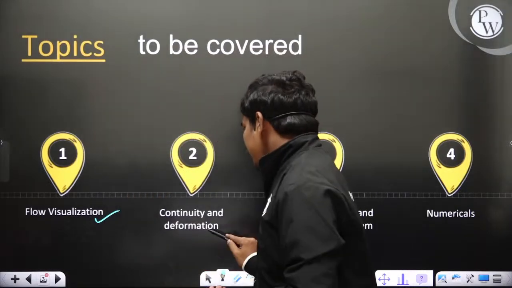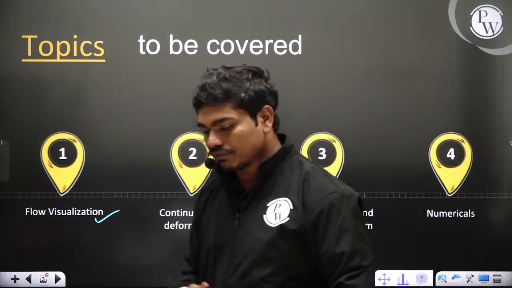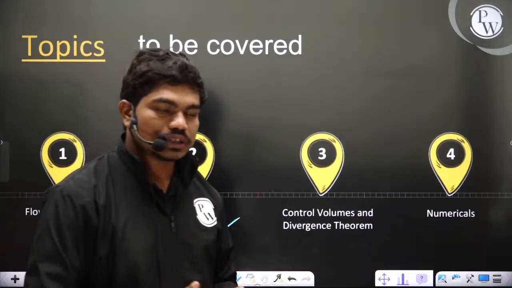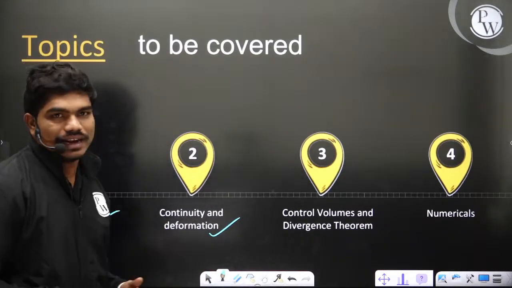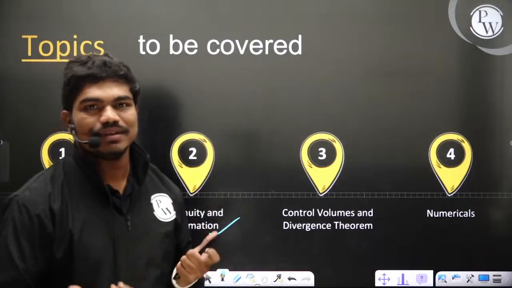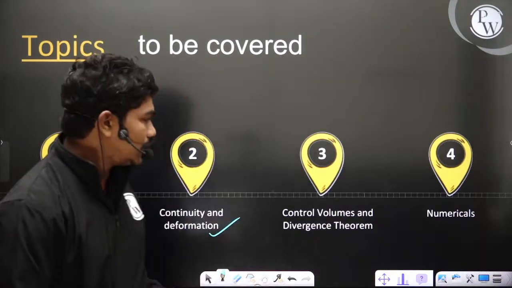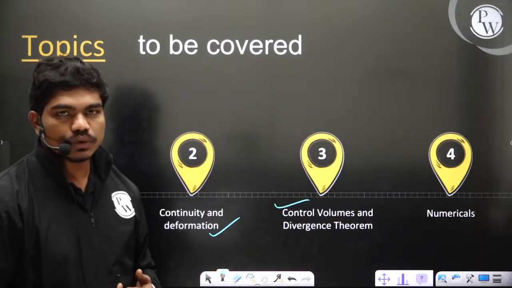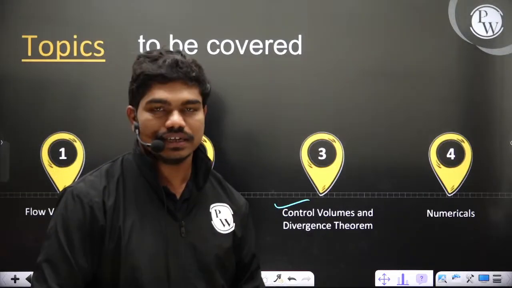Okay, and we'll also look at the continuity equation both in Cartesian and also in cylindrical, and also we will look at certain deformation of fluid elements. Like how fluid elements will deform in the flow, so we will see that. Then we'll also look at control volumes, some introduction to control volumes, and also some divergence theorem, which is very important actually.